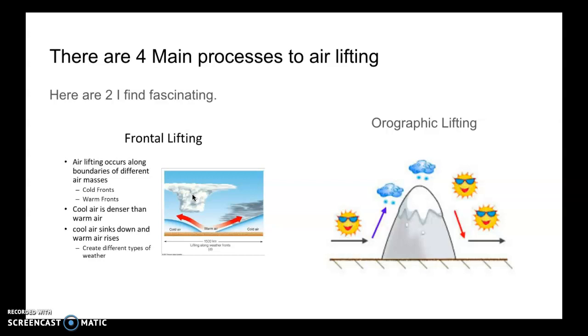Orographic lifting is when air is lifted over an obstacle or a mountainous object. Just like in the picture, you see how it goes over the mountain and how the temperature changes. Frontal lifting is when two different air masses meet and one mass gets lifted over the other. So a cold front occurs when a cold air mass advances over a warm air mass, and a warm air mass is the opposite.